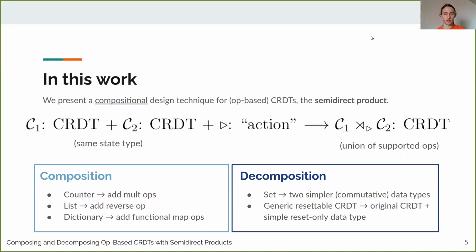We can also use our semidirect product for decomposition, by which I mean taking an existing CRDT design and exhibiting it as a semidirect product of two simpler CRDTs, often commutative data types, which are sort of the simplest type of CRDT. So for instance, if you have a set CRDT, we show how to decompose it into two simpler commutative data types, one that only has add operations and one that only has removes. And likewise, with some generic resettable CRDT designs, we decompose them into the non-resettable and the resettable parts.